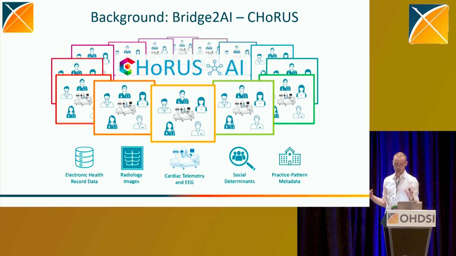Okay, so Bridge to AI, Chorus. Chorus is a single grand pillar of a much broader project called Bridge to AI, looking at making AI-ready data sets that are multimodal in nature and standardized across multiple sites. Chorus specifically is 14 sites contributing data, and you see the 5 data components below. We have EHR data, imaging data, telemetry or waveform data, which is what I'm going to talk about today, social determinants of health and GIS data, as well as operational metadata about practice.